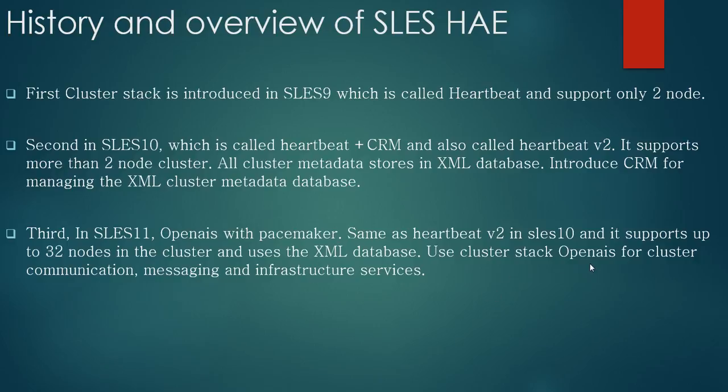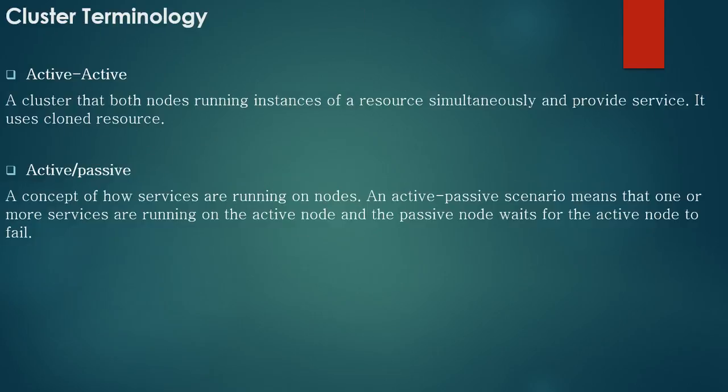This OpenAIS service uses a layered messaging and infrastructure service; there are 3 different types of layers we have in this HAE cluster. I'm going to talk about those later in this slide, what those layers are and what their roles are. Okay, so the next slide is about cluster terminology.